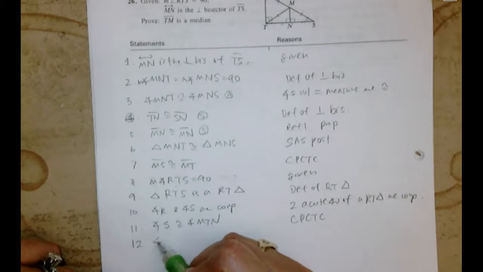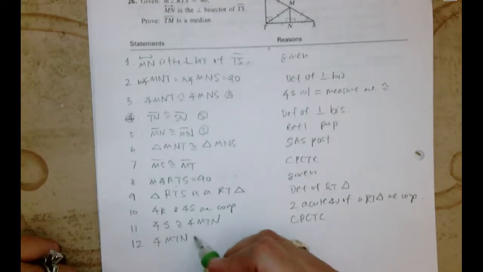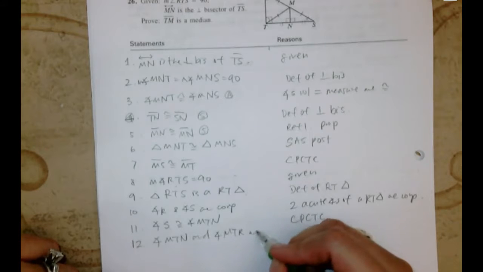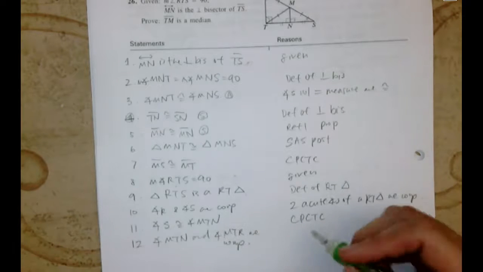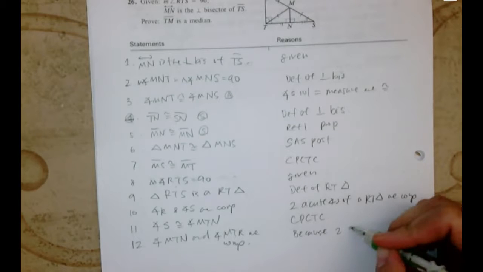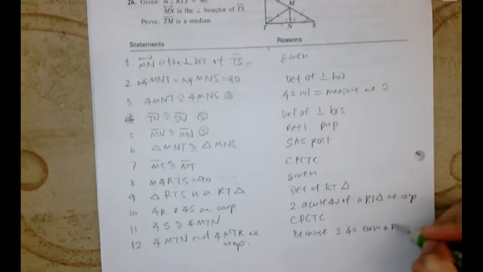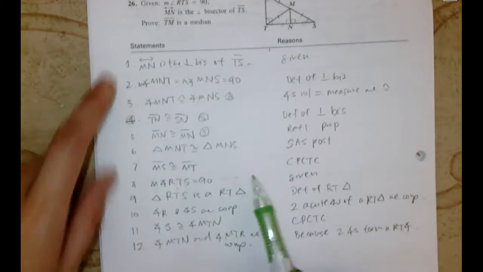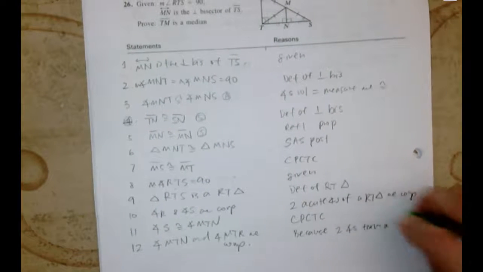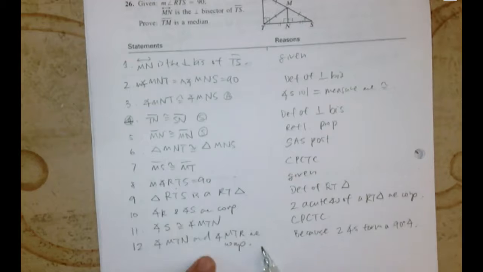Okay. So angle MTN and angle MTR are complementary because two angles form a right angle. And then we said that it's a 90-degree angle. Form a 90-degree angle, because that's what we said here, 90-degree angle. Okay, so they're complementary.